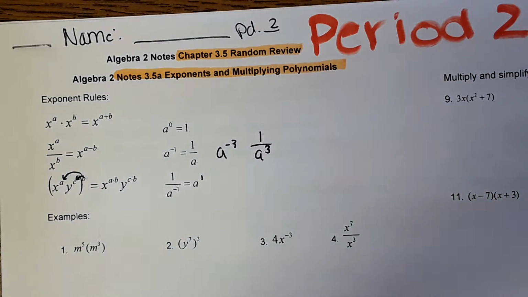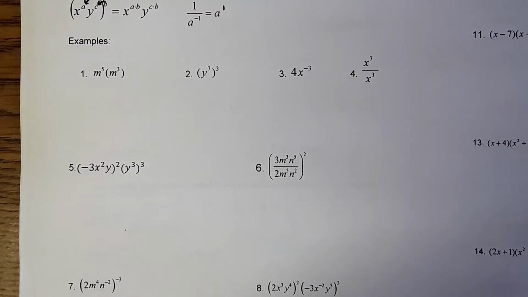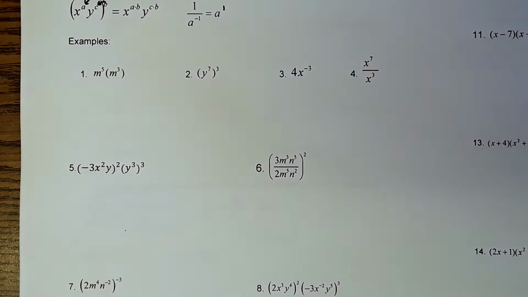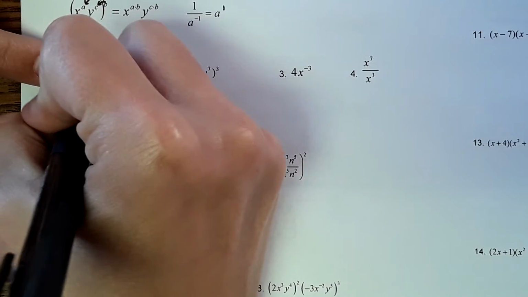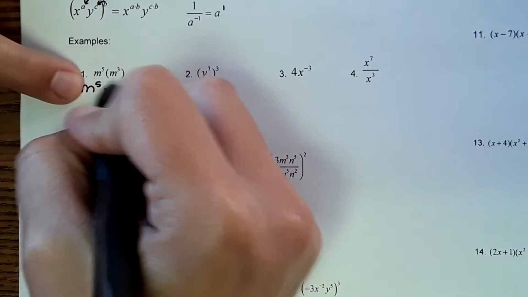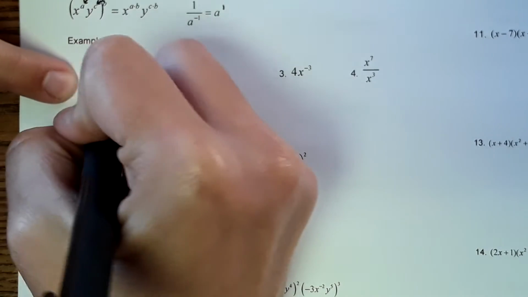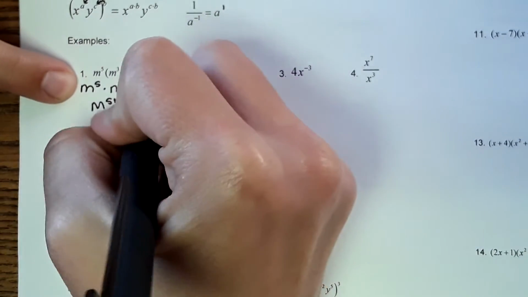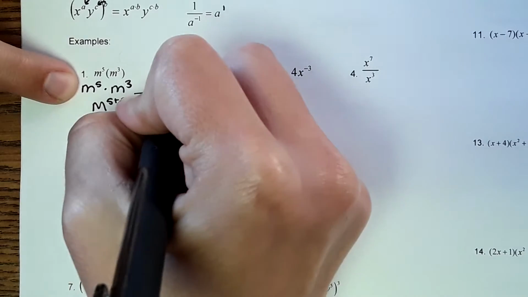Okay, so now we're going to get to some examples. We're going to be using the rules, but I'm also going to be talking about why the rules work, because it can be hard to remember whether you add or subtract, but if you understand why you're doing what you're doing, it can be easier to remember. So for number 1, we have m to the 5th power times m to the 3rd power, and based on our rules, we just add 5 plus 3 to get m to the 8th power, and that is our answer.